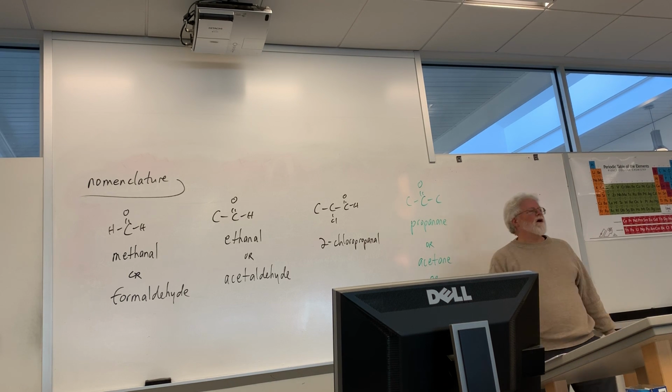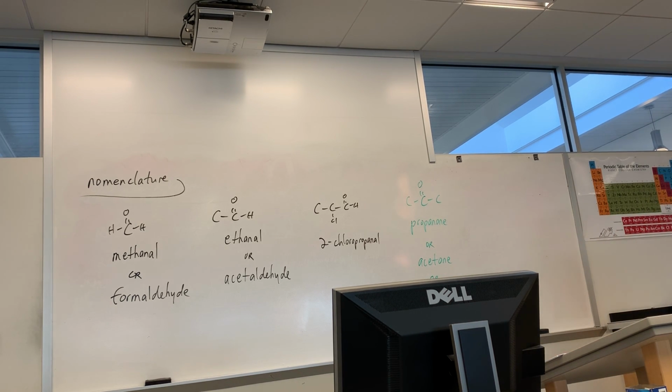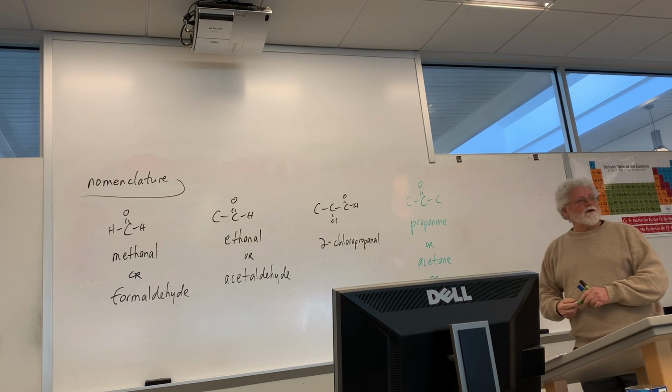There's another way that we often name ketones, very commonly done with simple ketones. The same thing that we did with ethers. The most common way to name simple ethers is simply to name the alkyl group on either side of the oxygen, followed by the word ether. Or with ketones, you can simply name the alkyl groups on either side of the carbonyl, followed by the word ketone. So this would be dimethyl ketone.